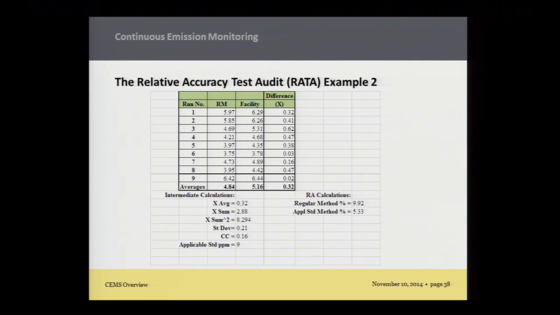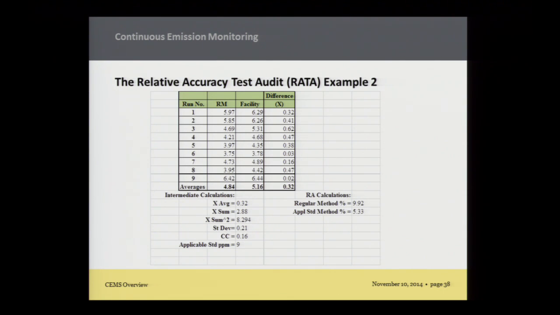So the test audit, here's another example. Much lower numbers, so what does that do? It really drives down the error you can have in the system, your reading versus the stack tester's reading. I pulled these actually just from a stack testing report I found on the internet at a facility, and you could see that the numbers were fairly close. But you just don't have much room with a 9 ppm applicable standard.